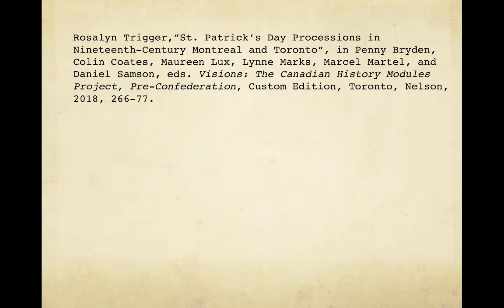And so you put those two together, the reference to the specific piece with the book reference, and there it is, Rosalind Trigger, St. Patrick's Day Processions in 19th Century Montreal and Toronto, in Penny Bryden, Colin Coates, and so on. There's your full reference. Now, typically, you won't be citing the whole essay like I did here, 266 to 77, that's the whole thing. Typically, you'll be referencing a particular page number. You could cite the whole essay in general, that's for sure. But I think in most instances, you'll have a quotation or something that you're particularly referencing there. So it might only be 267 or something like that, just that actual page.